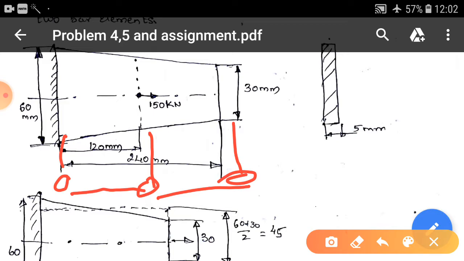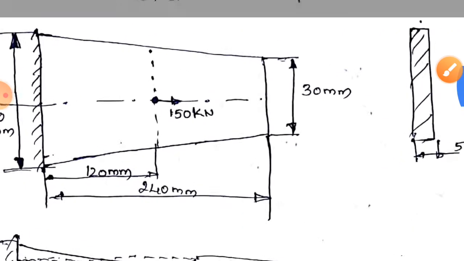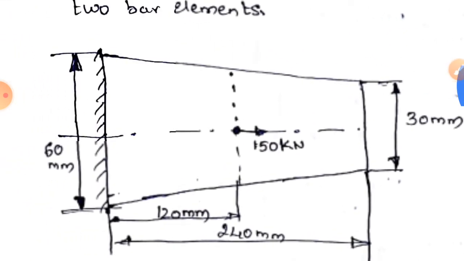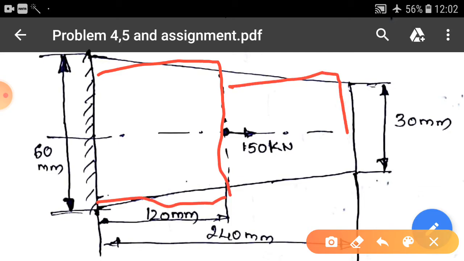Then what will be the area in this case? If we model it as a two-step bar, we'll take this as the first step here and another step here. What is the height at this section? The height at this section is 45, which we had just determined as the average.